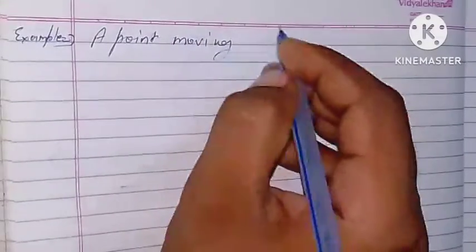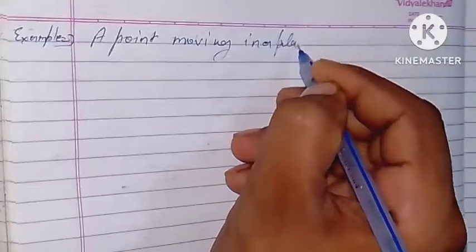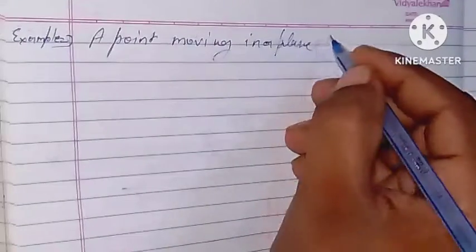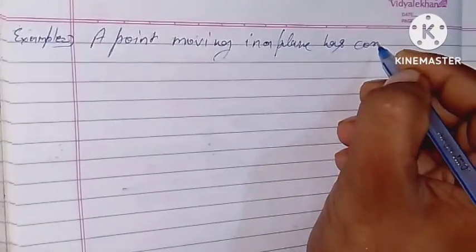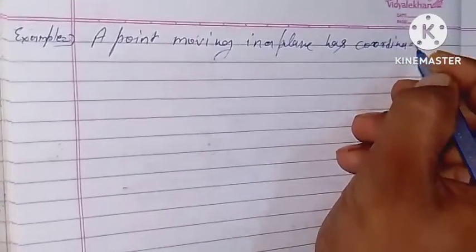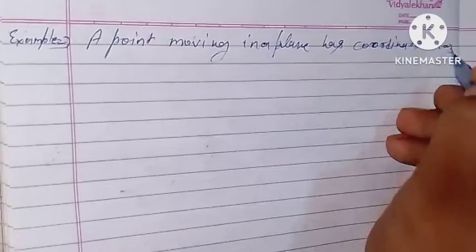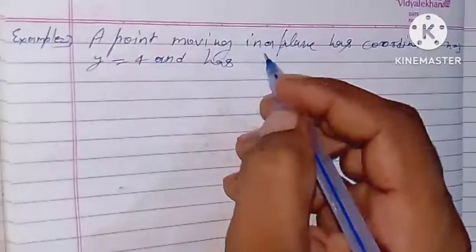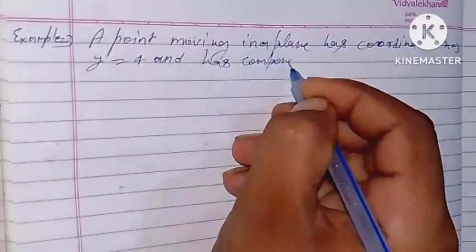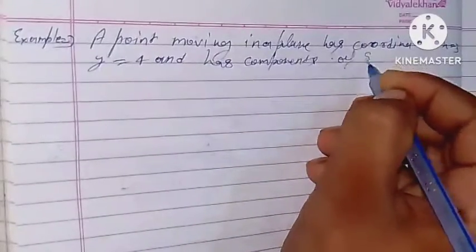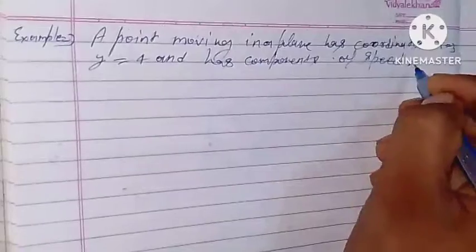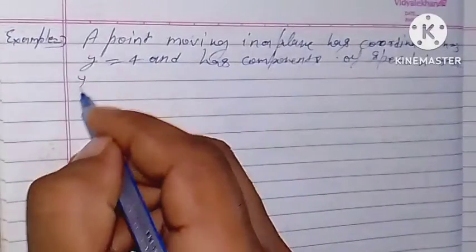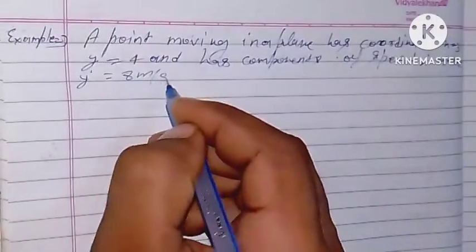A point moving in a plane has coordinates x equal to 3, y equal to 4, and has components of speed: dx/dt equal to 5 meter per second, dy/dt equal to 8 meter per second.